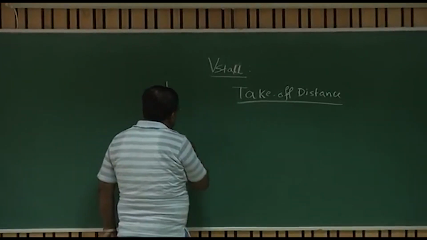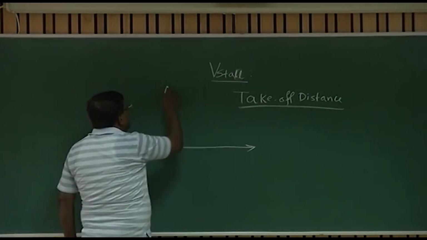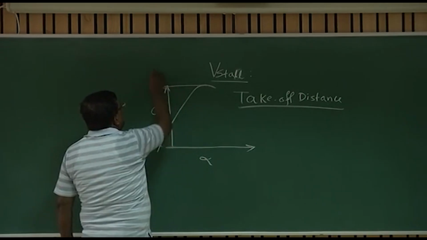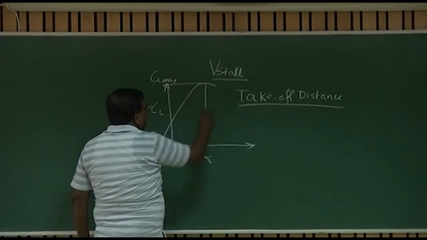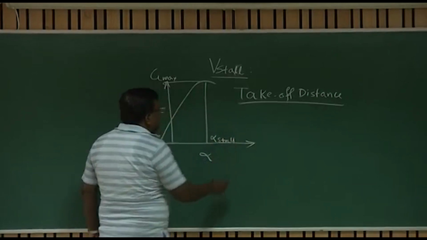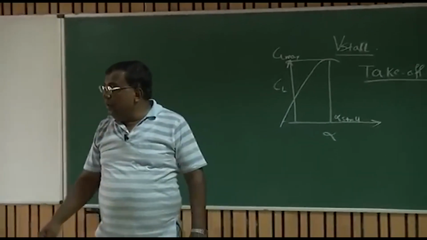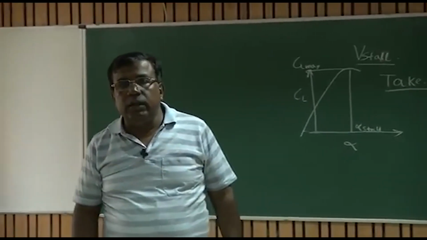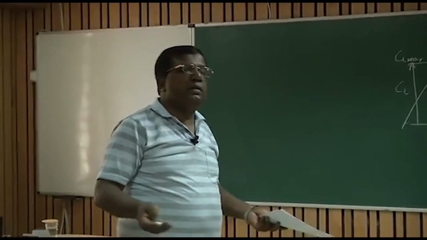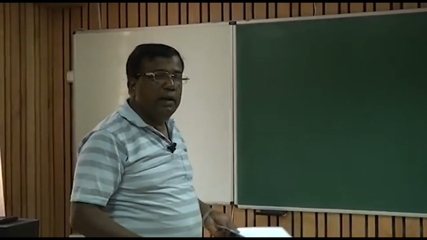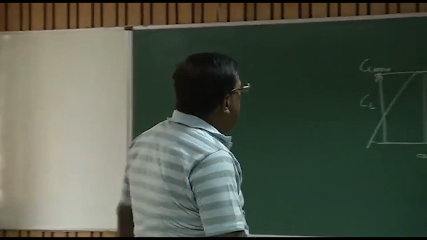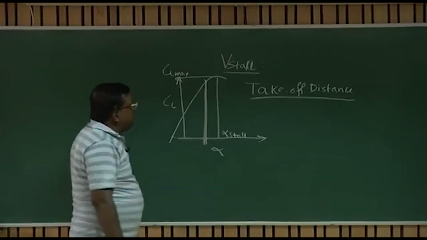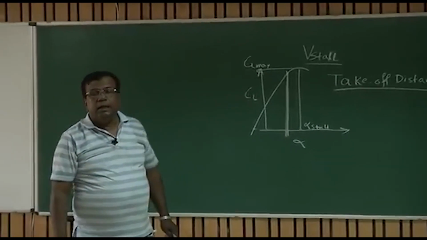If I recall this CL versus alpha, and this was marked as CL max and this was alpha stall. Loosely, what it means is, if you are flying at alpha stall, you are likely to get maximum lift, but with a slight disturbance, slightly more than the alpha stall, you go into a stall, and you don't want to fly in stall because lift reduces, drag increases, and other complicated things happen. So mostly you try to fly somewhere here, right? Okay. So that is the maximum value you can really get.